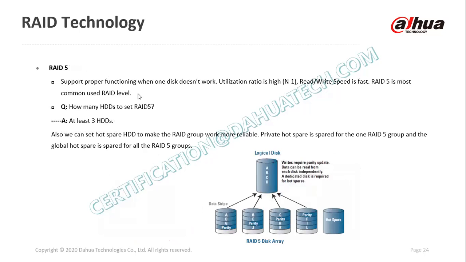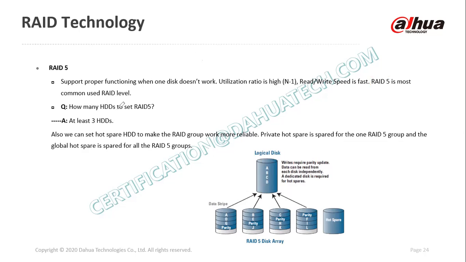So RAID 5 is the one that we use. RAID 5 works in such a way that it provides function when one hard disk does not work. In case one hard disk fails in the group, like you're combining 5 hard disks or 10 hard disks, it will utilize one backup hard disk. There's one backup hard disk. So RAID 5 is the most commonly used RAID level.